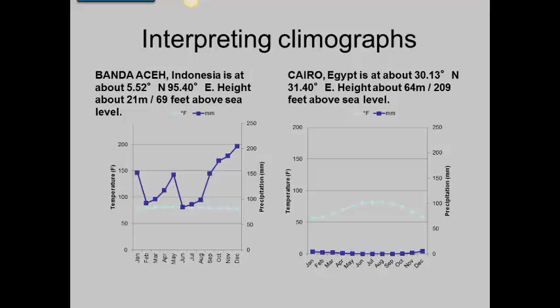As you get further away from the equator, you see bigger temperature swings, and because Egypt, this particular location is in Egypt, is located in one of those high pressure areas where we have dry air masses descending, we see very, very little precipitation throughout the year. You guys should be able to examine climographs and interpret the data that you see, just as we just did.